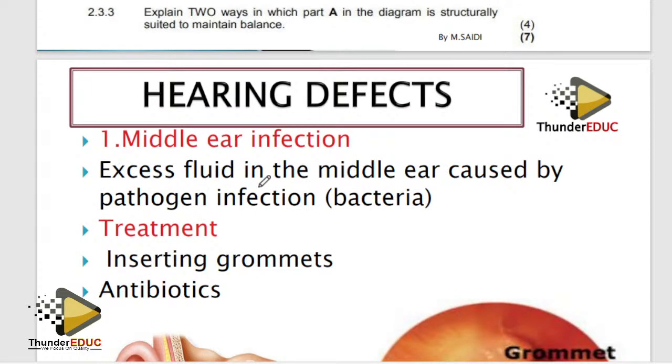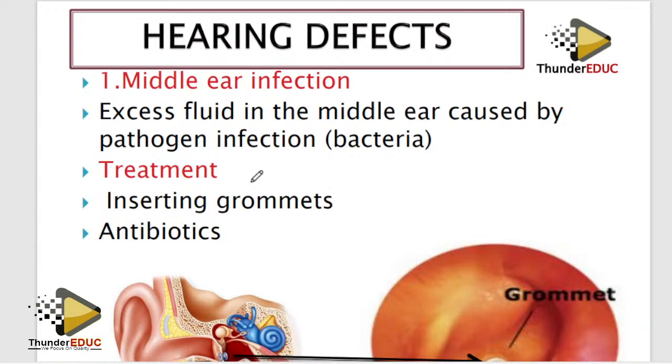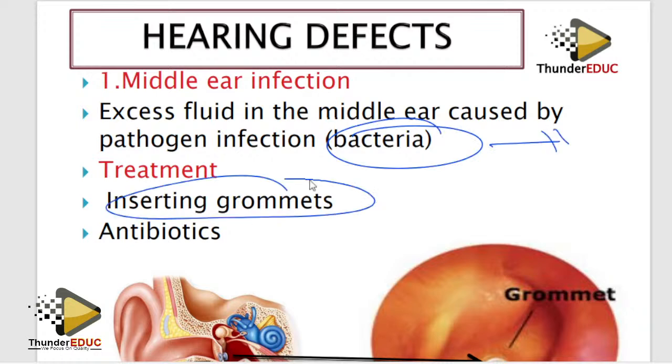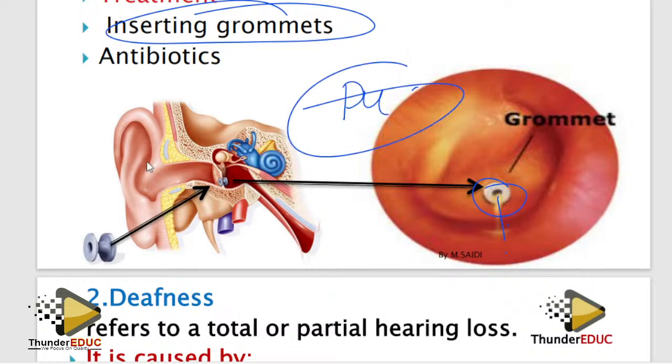Middle ear infection means there is excess fluid accumulated in the middle ear, caused by bacteria. Treatment for the bacteria is antibiotics. Simple. Then number two, insertion of the grommets. This is what we call the grommet. It allows air in and tries to drain the pus. I don't know why you call it pus when it starts with a U.